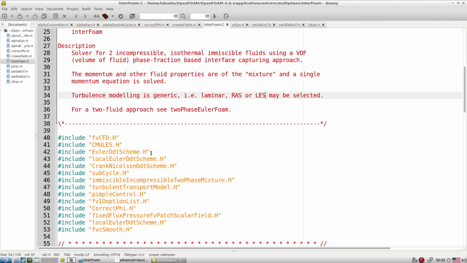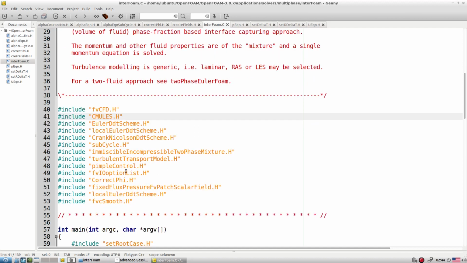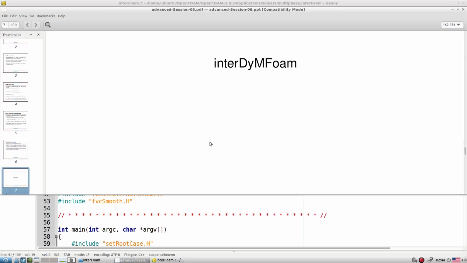And when we talk about interface tracking, at that time we are going to use the MULES method for the volume fraction. That is what we require. So let's first observe the few equations that we are going to solve here.